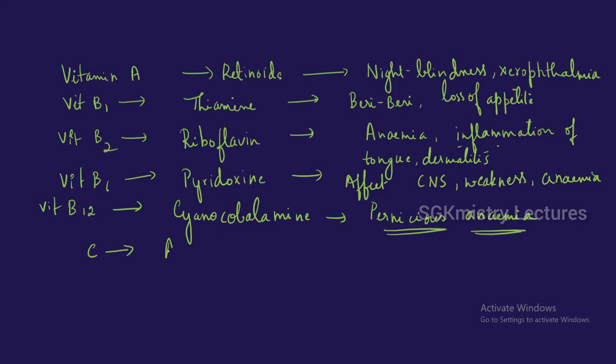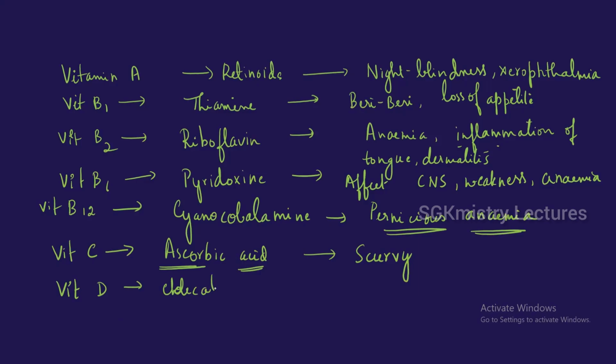Next, vitamin C, very important. What is the other name? It is called as ascorbic acid. The other name of vitamin C can be asked, ascorbic acid. So its deficiency will lead to scurvy. Next, vitamin D, which is called as calciferol. And its deficiency, as you've already studied this in much detail in your lower classes, leads to rickets, which is nothing but the bending of bones.